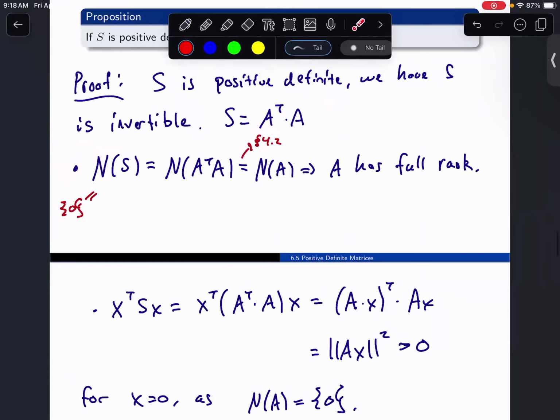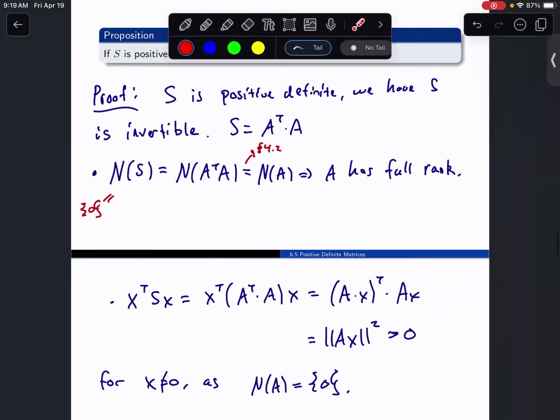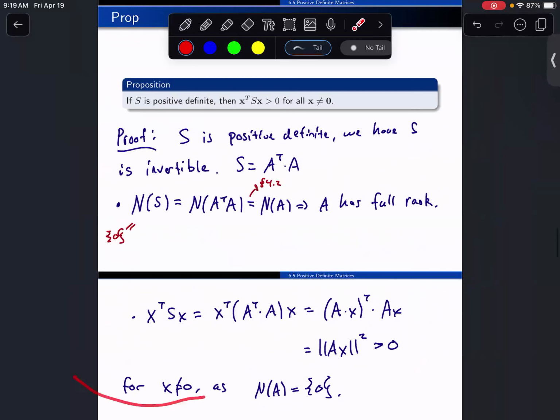Okay, so this verifies that X transpose times S times X is strictly greater than 0 as long as X is, there should be X not equal to 0, obviously. If you plug in X equal to 0, you just get 0, right? Okay, any questions about the proof of this proposition?